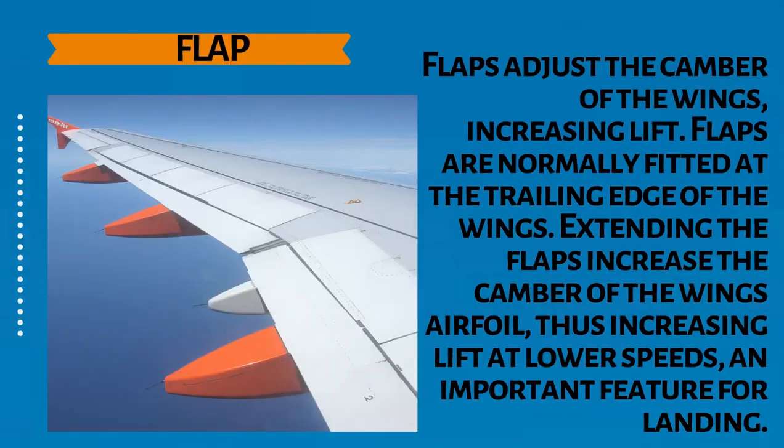Flap. Flaps adjust the camber of the wings, increasing lift. Flaps are normally fitted at the trailing edge of the wings. Extending the flaps increases the camber of the wing's airfoil, thus increasing lift at lower speeds, an important feature for landing.